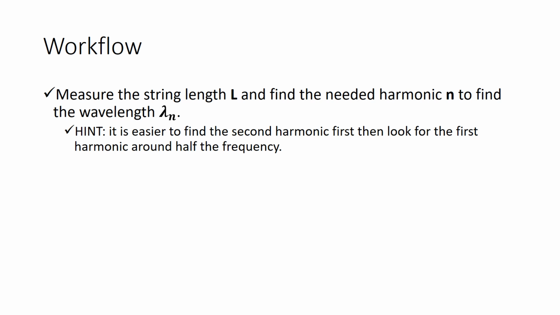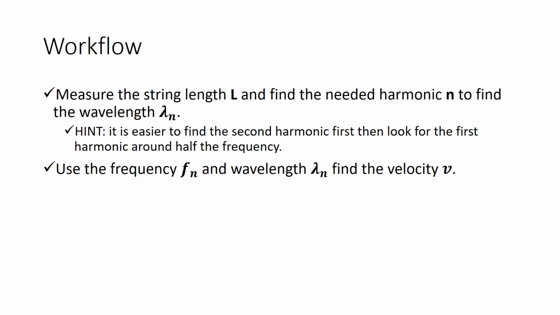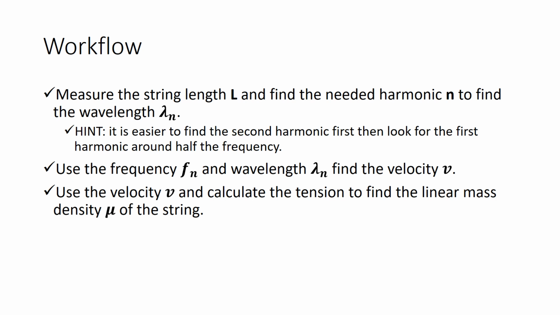So what you do is you look for the second harmonic. That is very well defined. You'll be able to see it, and you'll know when you hit it. And the first harmonic should be about half of that. So then we're going to use the frequency and the wavelength. So you found the frequency, you've calculated the wavelength. Now you're going to find the velocity of the wave. And then you're going to use this velocity, and then you'll need to calculate the tension to find the linear mass, mu, of the string.